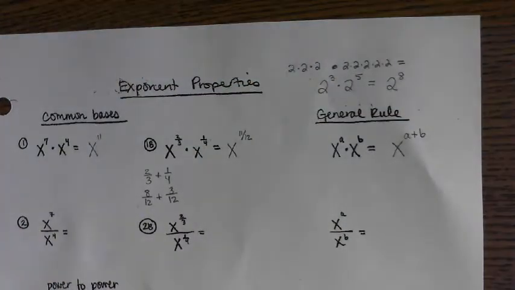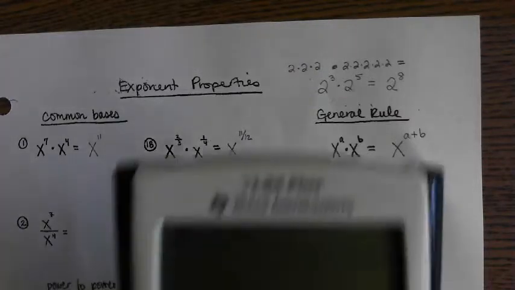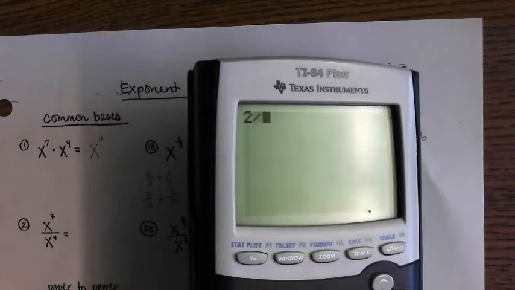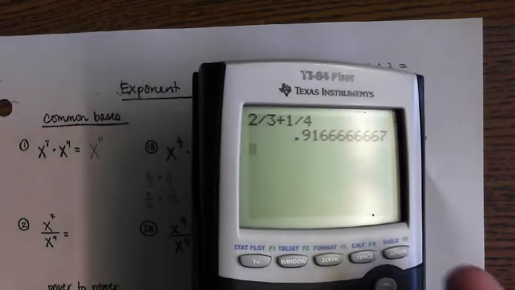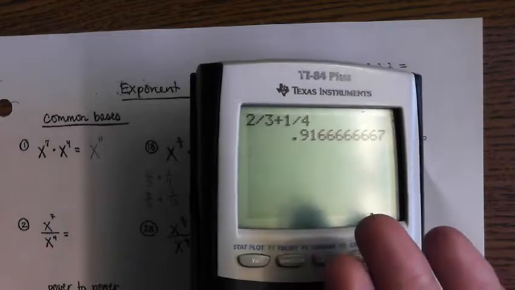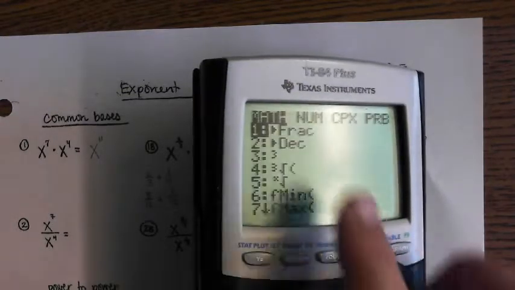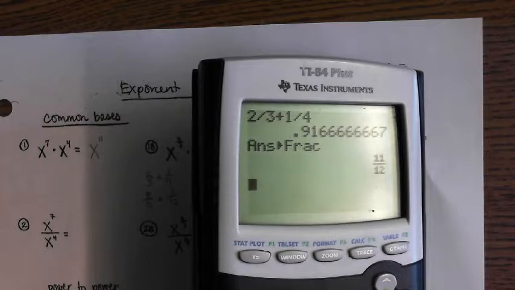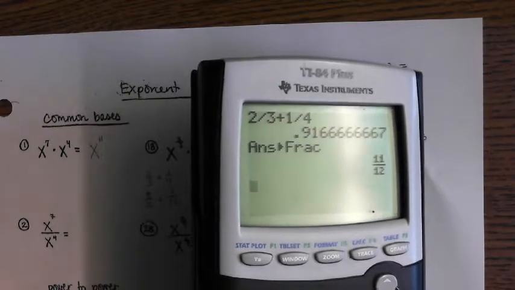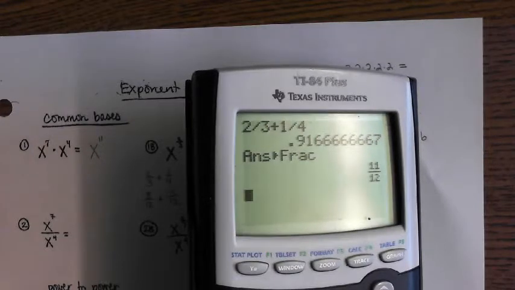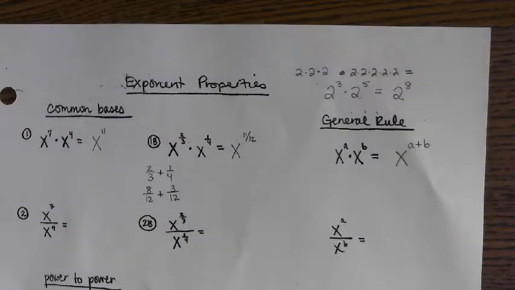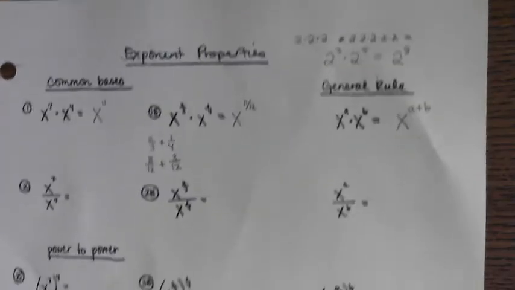That might be tricky on your calculator, because if I do 2/3 plus 1/4, I'm going to get a crazy decimal. Are you all familiar with how to hit the math button in fraction if you want to bring it back to a fraction? So you can get there, but just good math skill. It's helpful to know that getting a common denominator is still a thing.